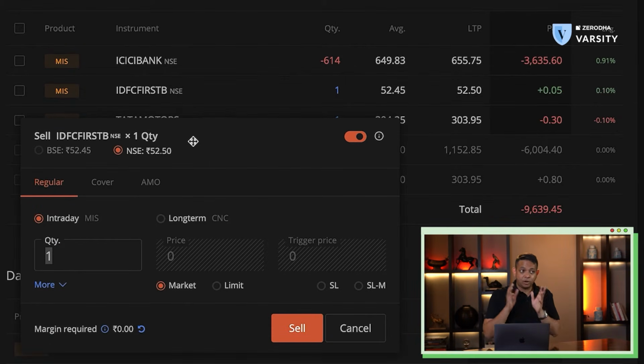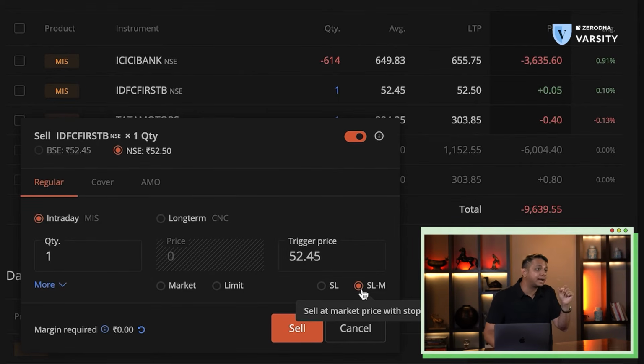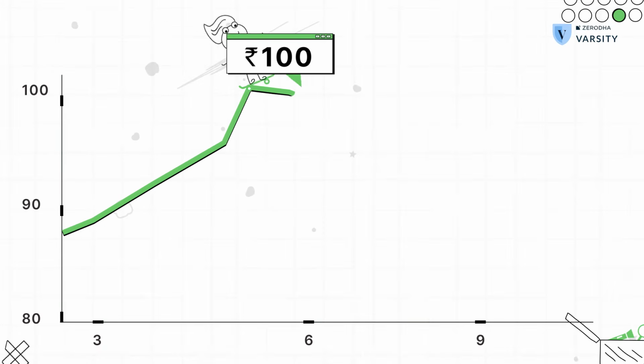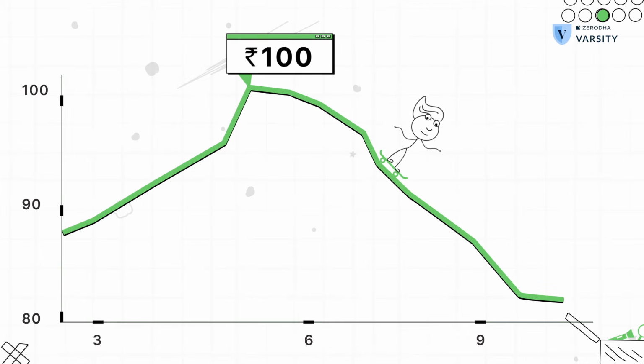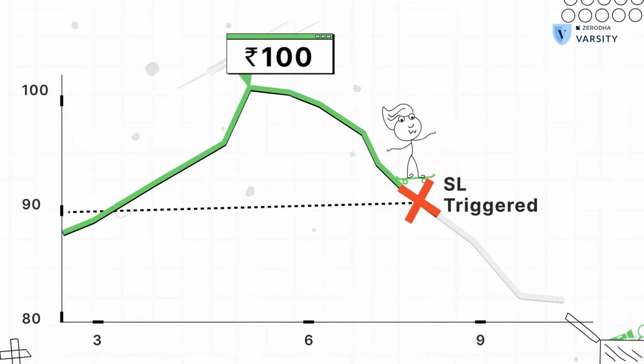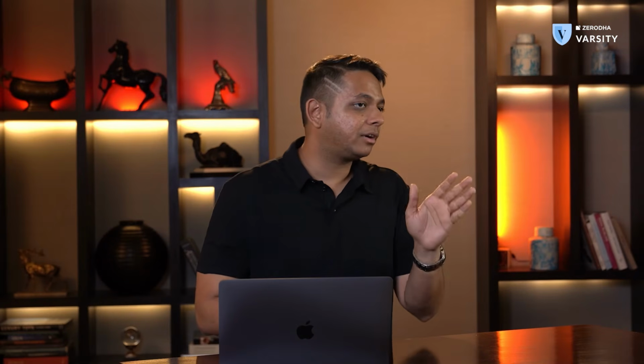Now in the sell order window this time, because I'm long, all I need to do is click on SLM, which is a stop loss market order. A stop loss is a way for us to exit when price reaches a specified level below the current market price. For example, let's suppose I am long on a stock at ₹100. I want to exit if the market hits 90 rupees. I can place a stop loss order at 90 and the order will get triggered only when the price goes from 100 to 90, thereby limiting my potential loss. This can be done intraday only.